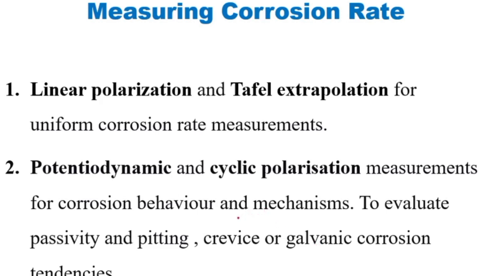Let's move on to measuring corrosion rate. For measuring corrosion rate, we have two methods: linear polarization and Tafel extrapolation, used for uniform corrosion rate measurement. For corrosion behaviors and mechanism, we have the potentiodynamic and cyclic polarization measurements, and these are for localized forms of corrosion. Let's take note of that very well.